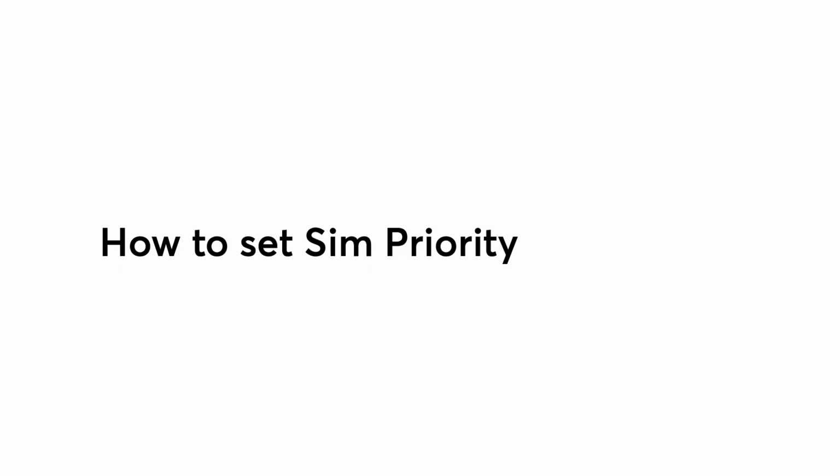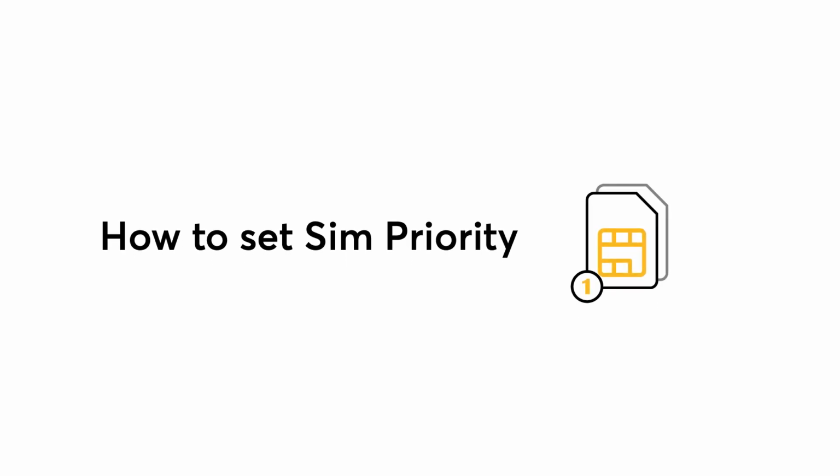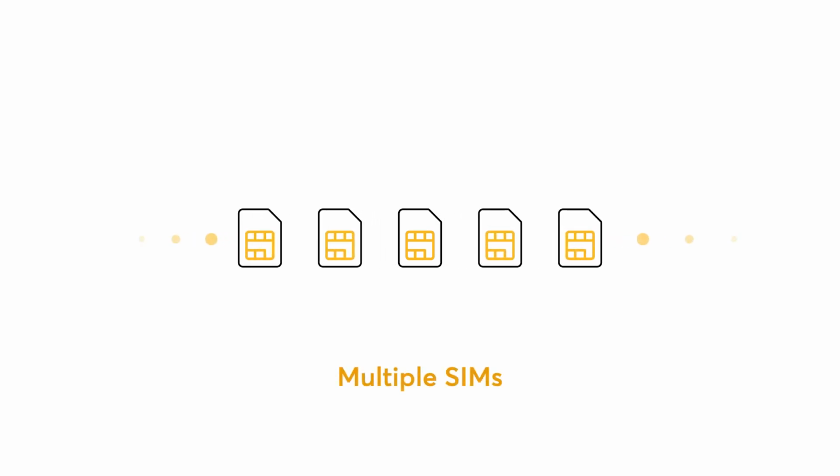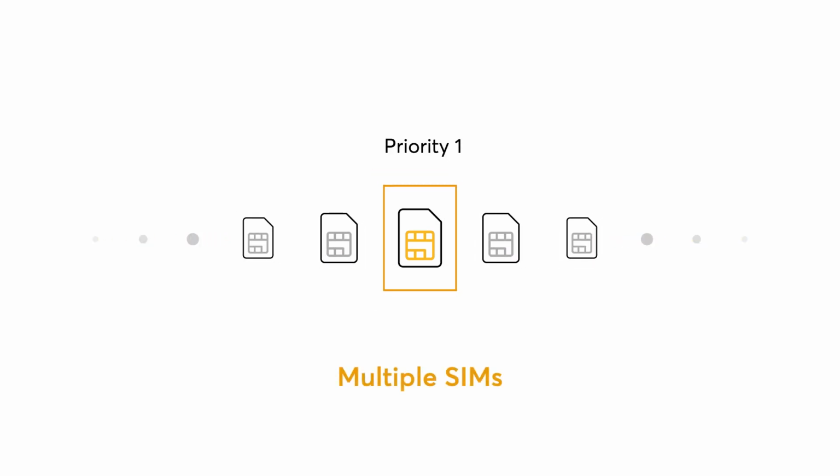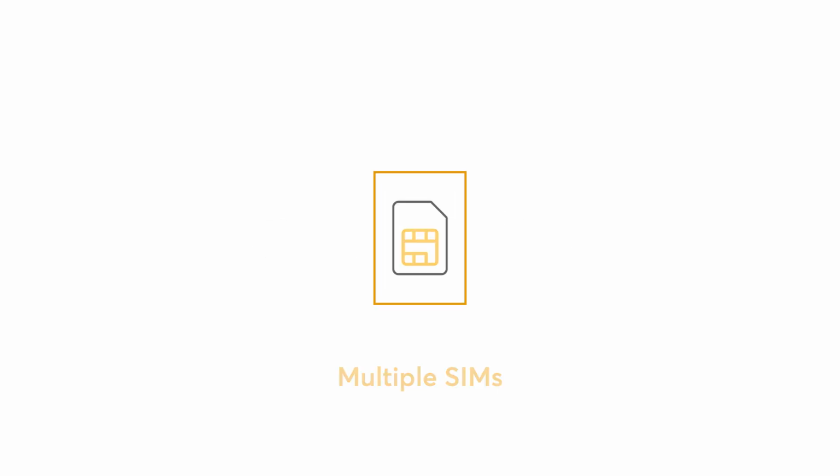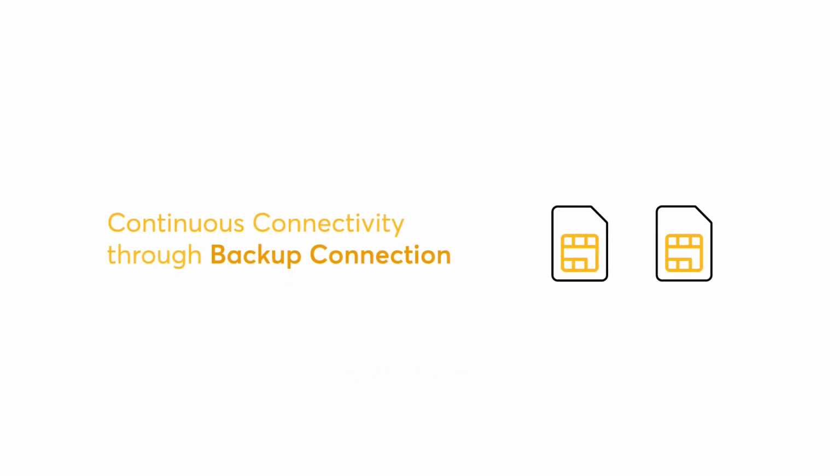In this video, I will demonstrate how to configure your SIM priority. This is useful in the case that multiple SIMs are being used, and if you would like to prioritize one SIM over another. This can be extremely beneficial for continuous connectivity, as you can have a backup connection ready to be deployed in case of any emergency.